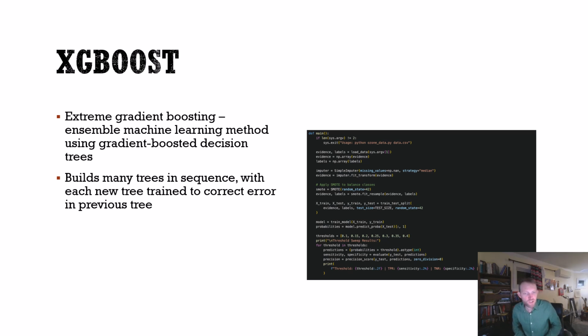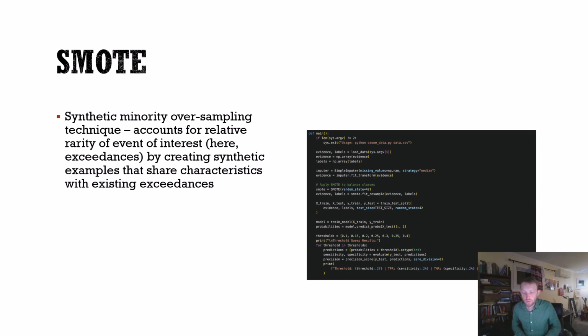XGBoost is an ensemble machine learning method that uses gradient boosted decision trees. It basically creates however many trees you want in sequence, and each new tree is adjusted a little bit based on the gradient from the prior tree, the gradient that was used to calculate the loss rate or the error rate. And so it moves in the direction that it thinks will reduce the loss. And then it basically aggregates the results of all the different trees it's created to make its prediction.